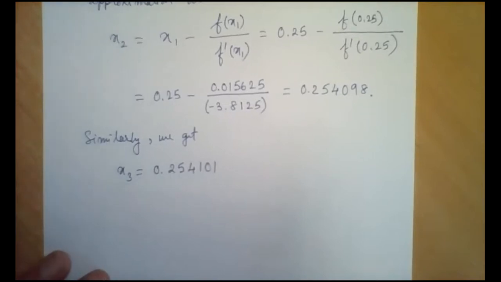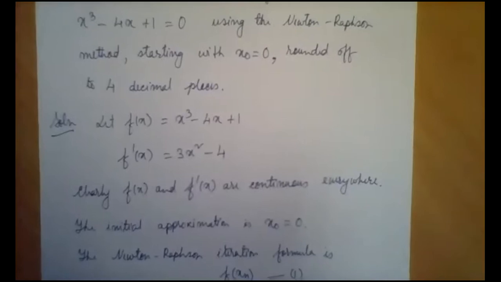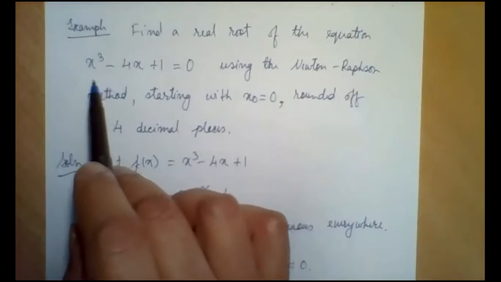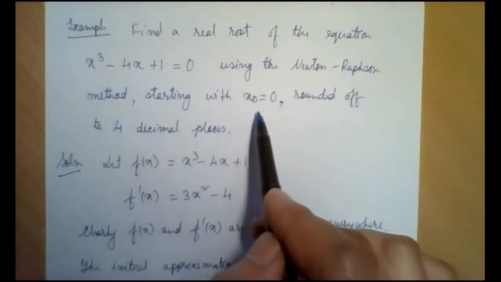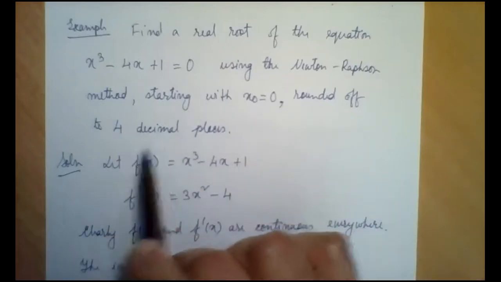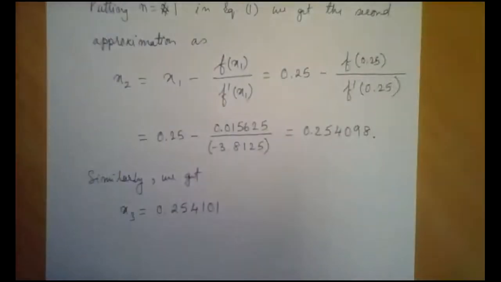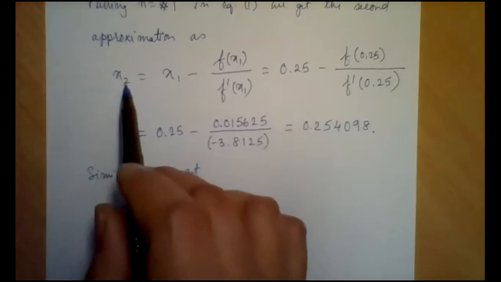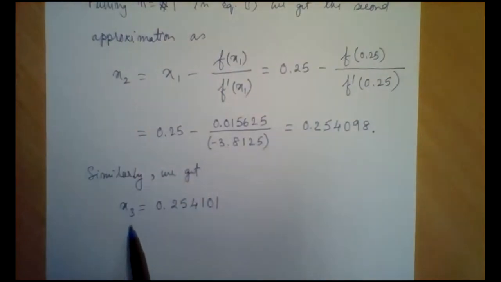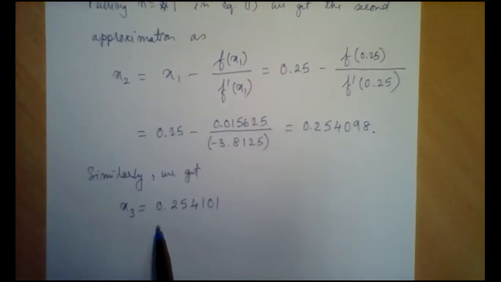Already, the question, what did the question say? Find a real root of the equation x cubed minus 4x plus 1 equal to 0 using the Newton-Raphson method, starting with x not equal to 0, rounded off to 4 decimal places. So you should check whether the consecutive approximations to the root agree up to 4 decimal places. Let us check whether x2 and x3 agree up to 4 decimal places.